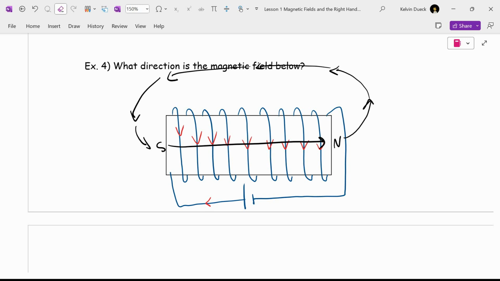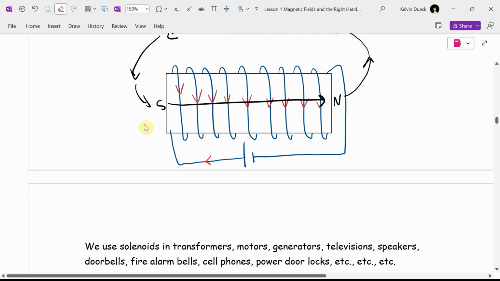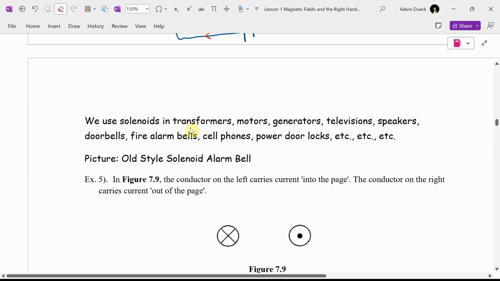Okay. This solenoid, by the way, having a magnetic field you can turn on and off, terribly useful. I was going to say, I'm sure I have a picture. Our fire alarm bells are solenoids. In fact, most of our bells that ring are solenoids. I wrote here, we use solenoids in transformers, the electrical device, not the toy, motors, generators, TVs, speakers, doorbells, fire alarm bells, cell phones, power door locks, etc.